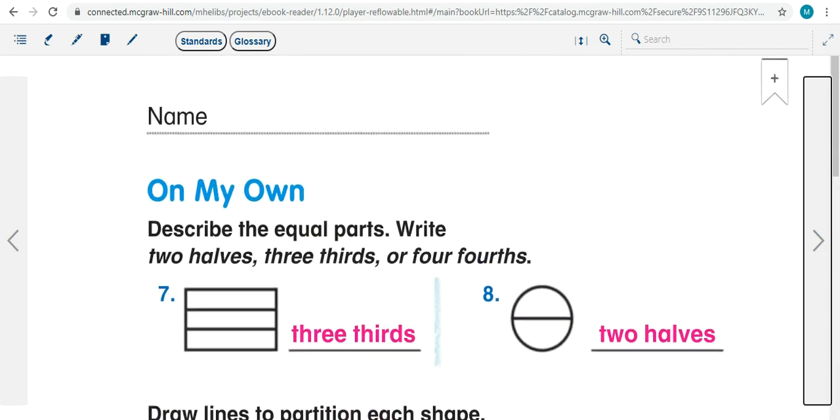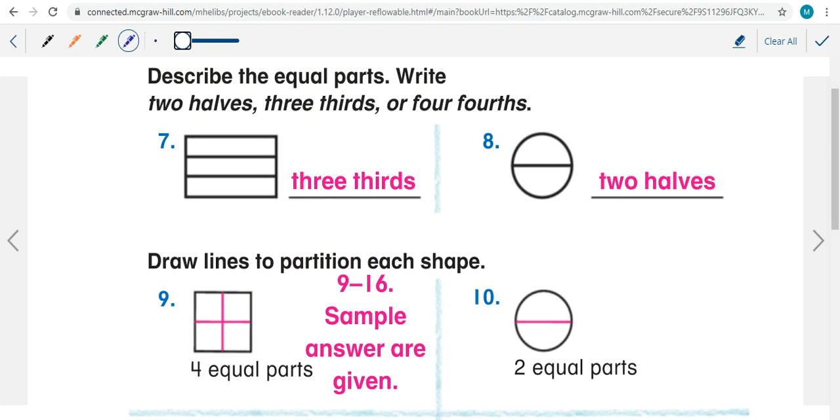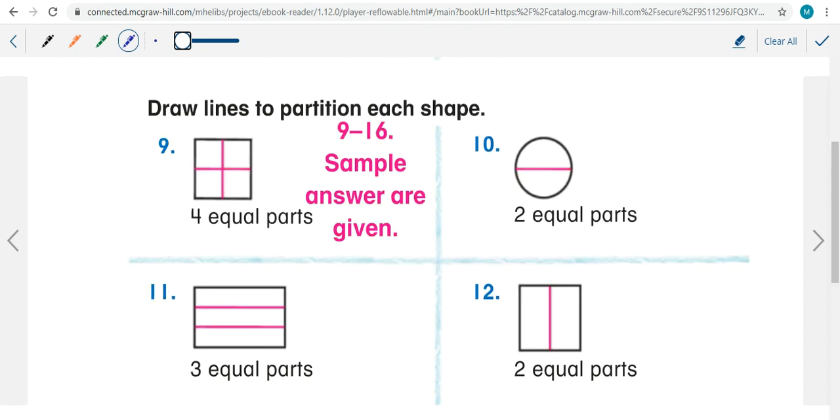On my own, describe the equal parts. Write 2/2, 3/3, or 4/4. We're going to do the same thing as the last page. Number 7 has 1, 2, 3 parts, 3/3. Number 8 has 1, 2 parts, so you have to write 2/2. Number 9, draw lines to partition each shape. Number 9, 4 equal parts. You divide the shape into 4 equal parts.